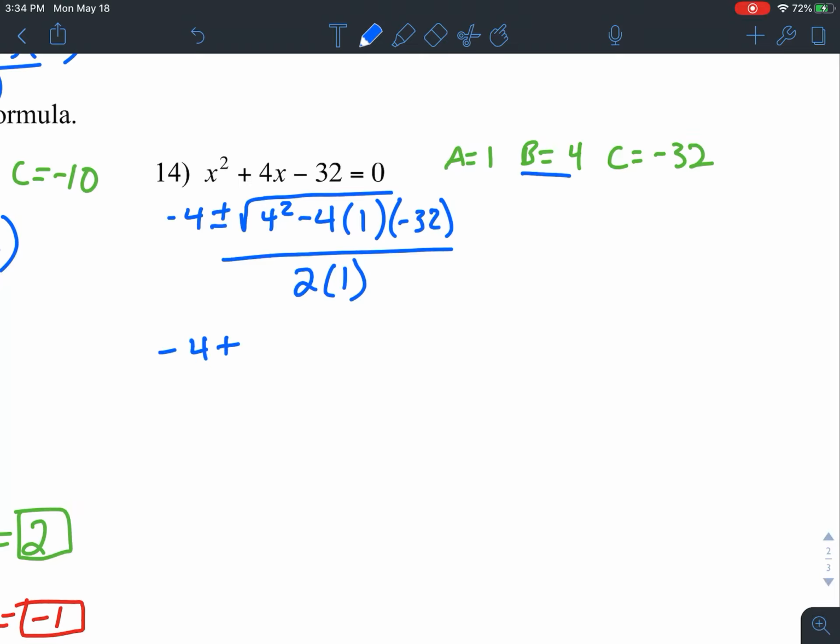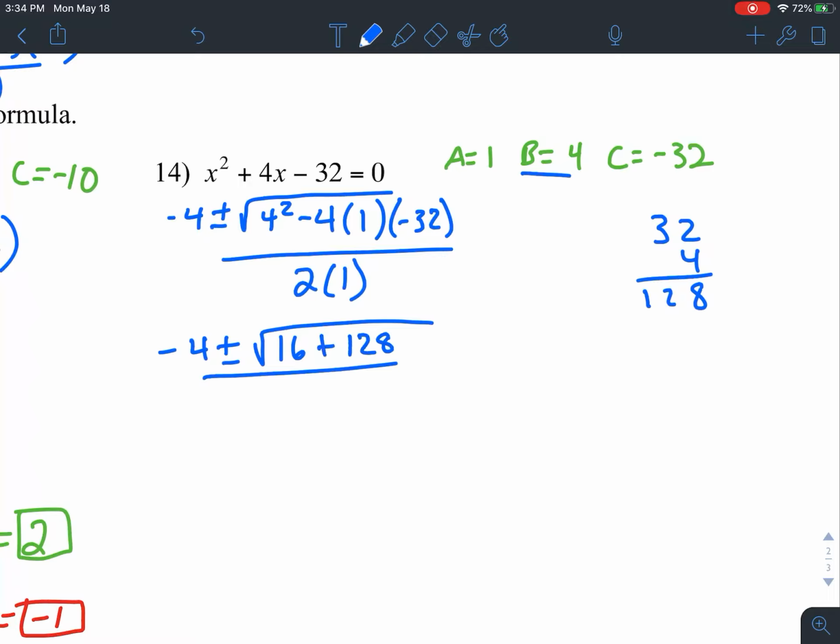Okay, now you got to go ahead and do some math in your head or on a calculator. Hopefully you're using a calculator. Okay, so 4 squared is going to give me 16. Negative 4 times 32. Well, I don't have a calculator handy, so I got to do it the old-fashioned way. That's 128. And then on the bottom, we just get 2, because 2 times 1. Okay, now I got to add up my 16 and 128, which will give me 144.